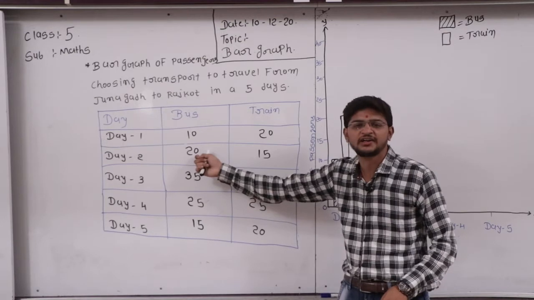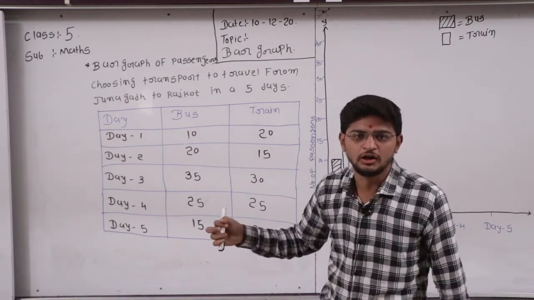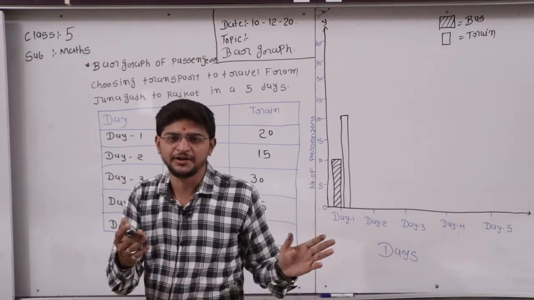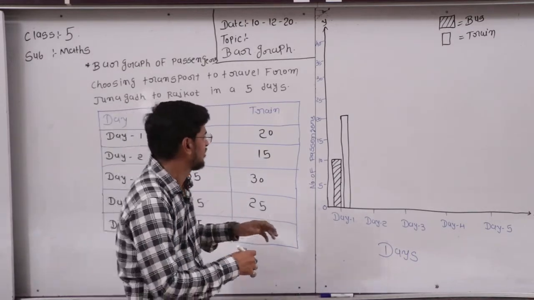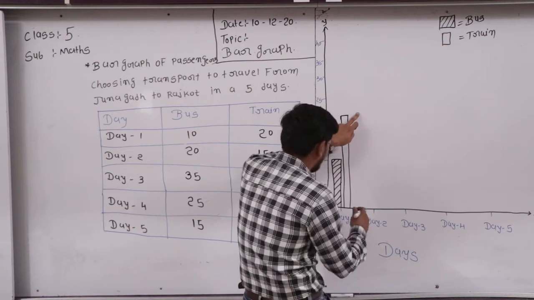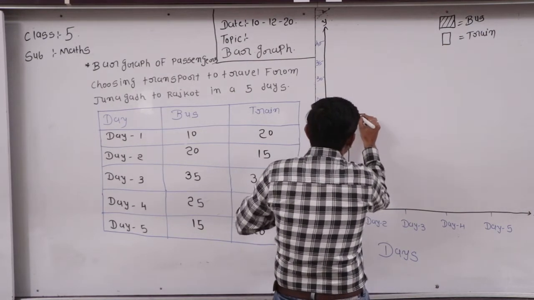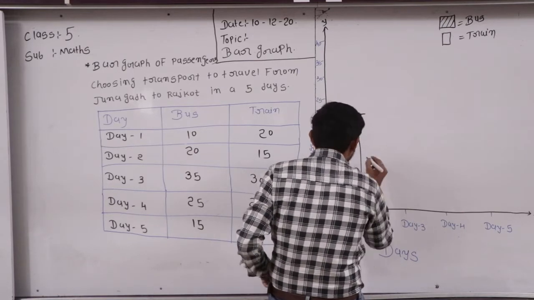So we can say that 20 passengers choose a bus on day 2. So find out day 2 on the x-axis and 20 on the y-axis. So here is our 20 and here is our day 2. So we draw the first bar graph for a bus.